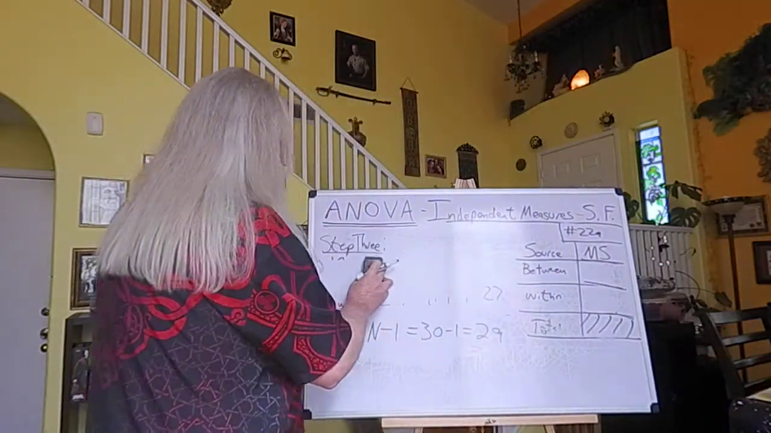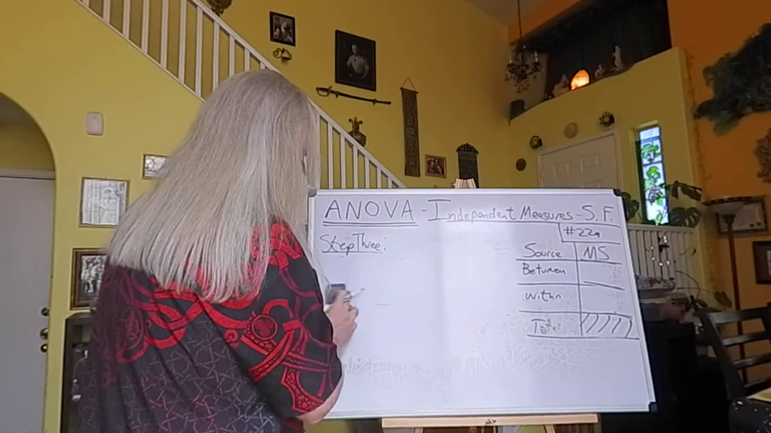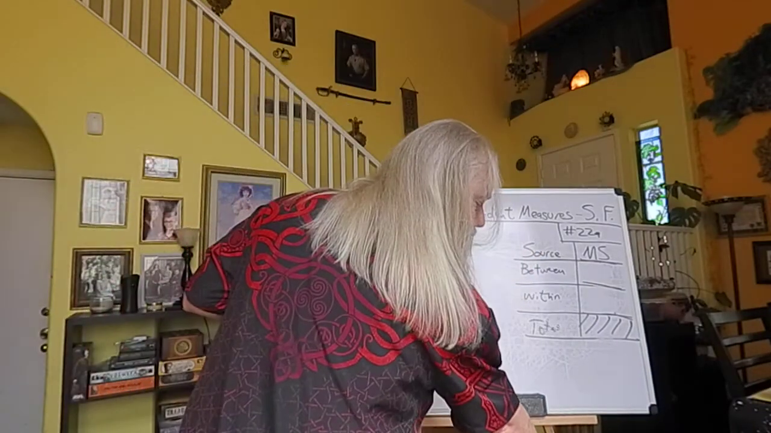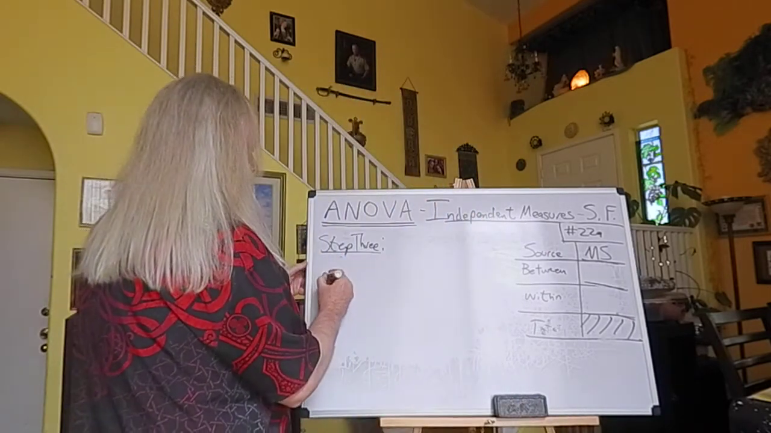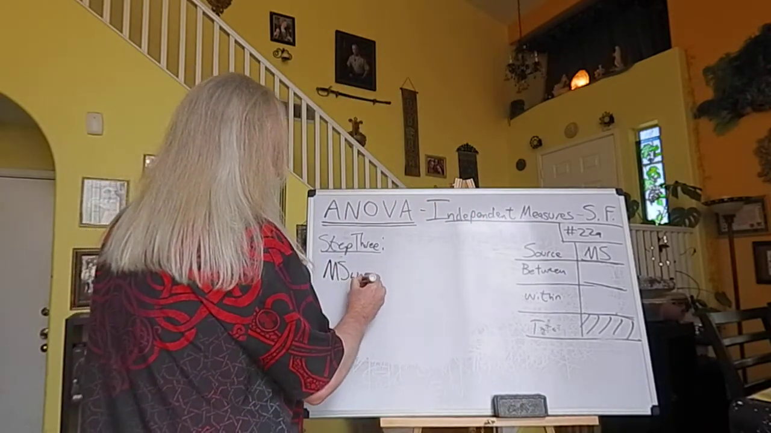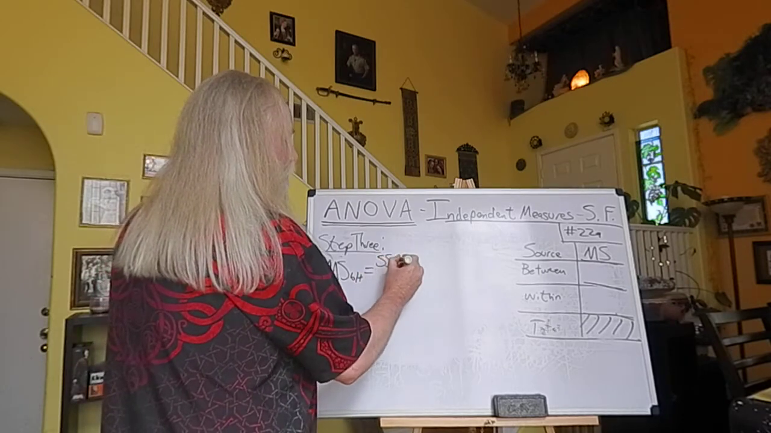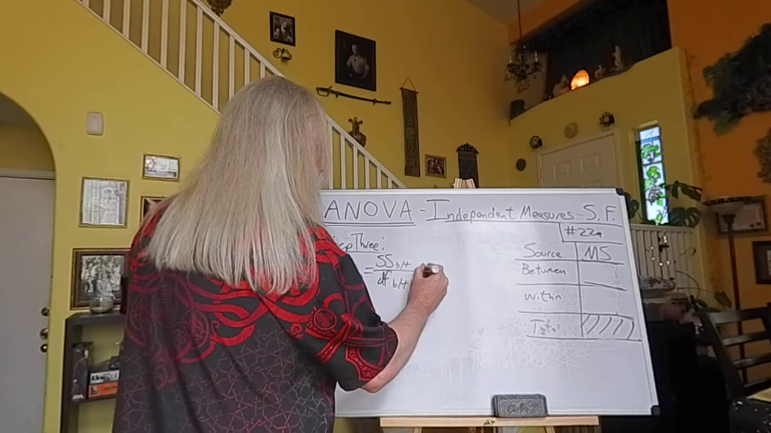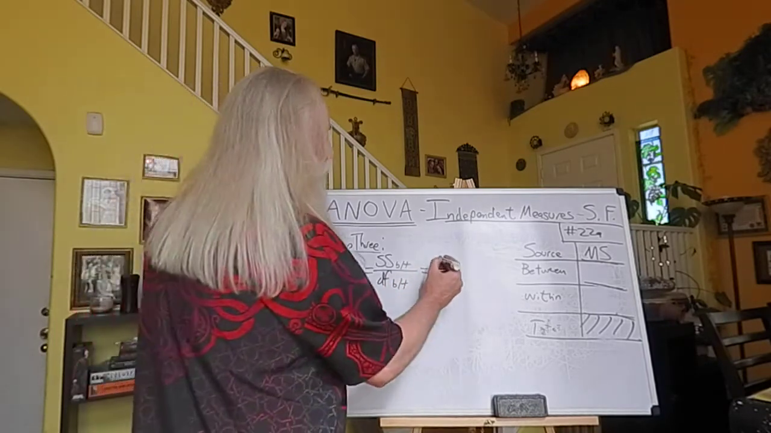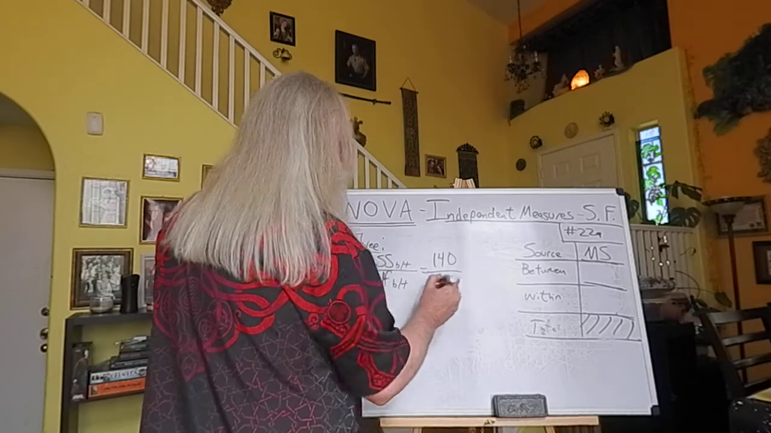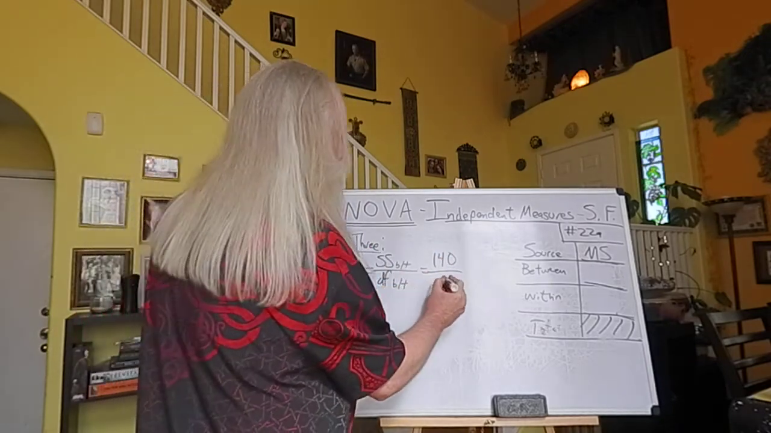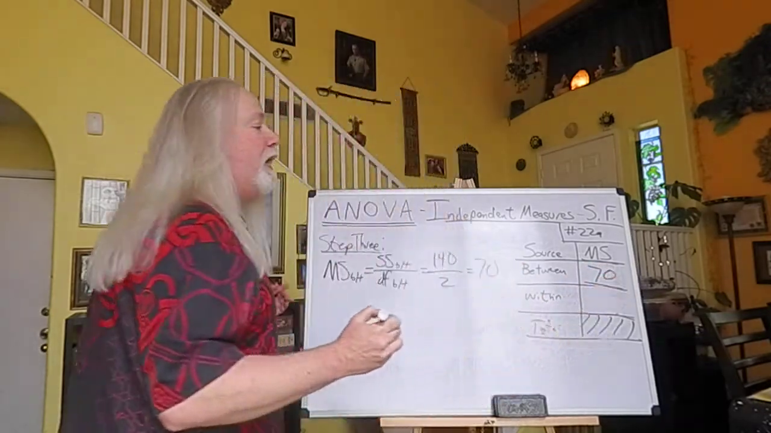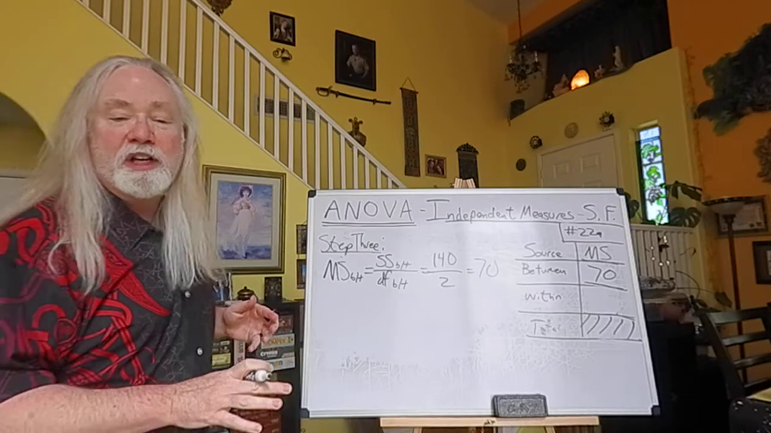So 3 calculations left. Calculate our mean of squares between treatments. That's your sums of squares divided by degrees of freedom. Our sums of squares, we said, was 140. Our degrees of freedom was 2. So our mean of squares, or variance between treatments, is 70 points.